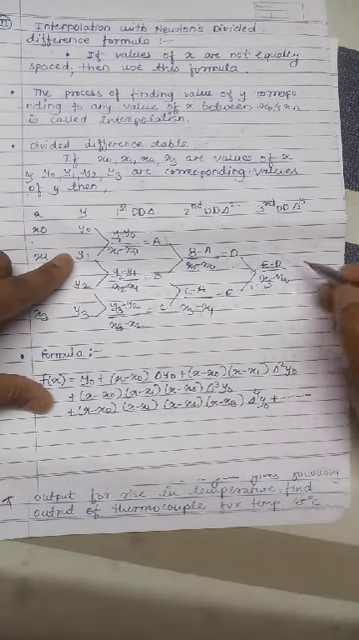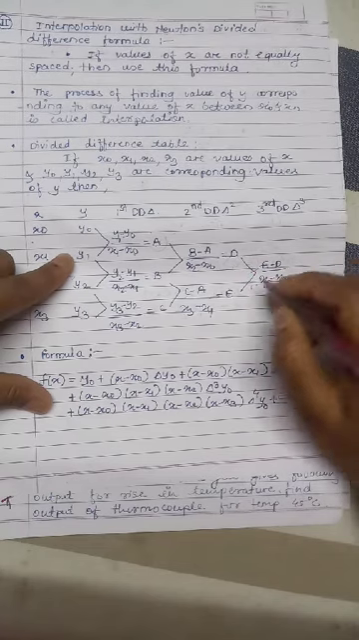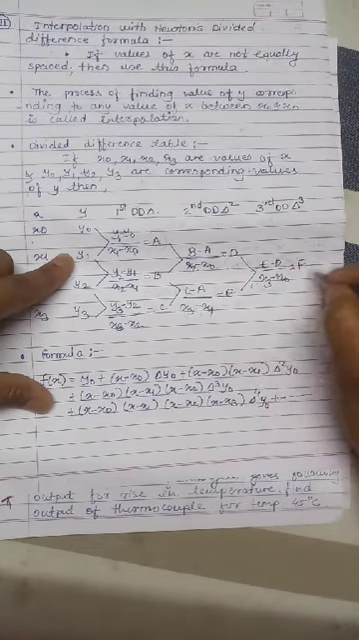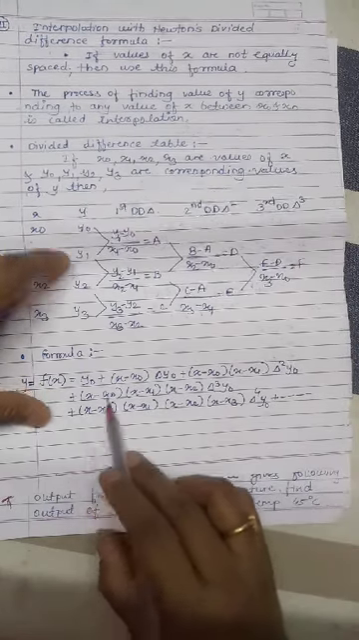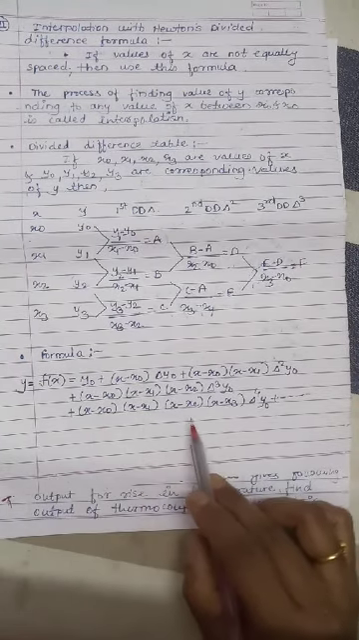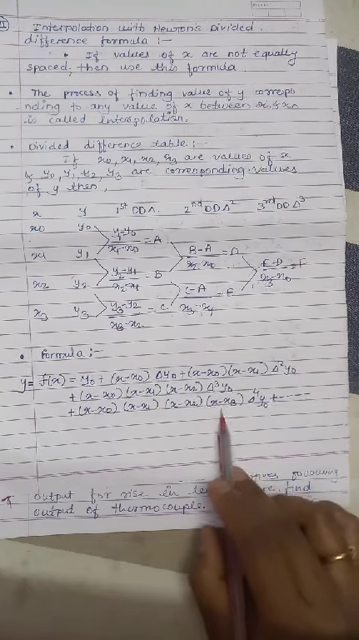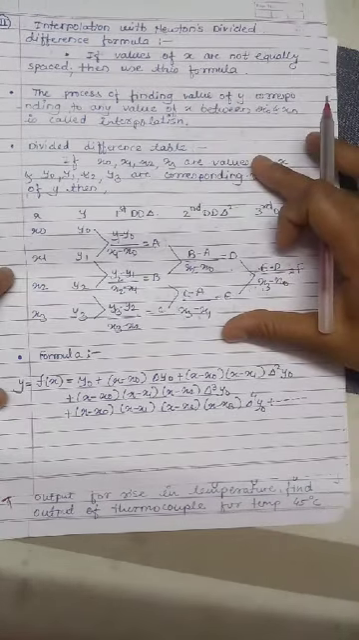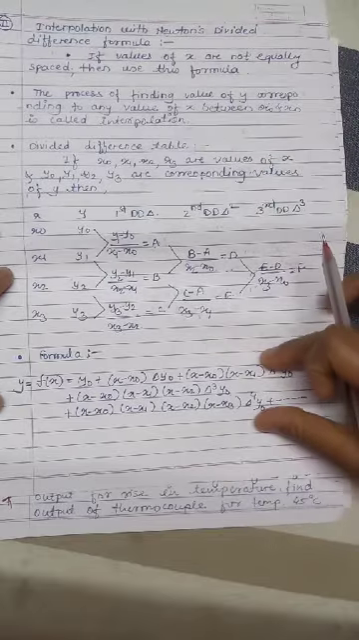Delta cube y0 means this term, the f term. This is your delta cube y0, plus (x minus x0)(x minus x1)(x minus x2)(x minus x3) delta raised to 4 y0, etc. So this is your Newton's divided difference table, and this is your formula.